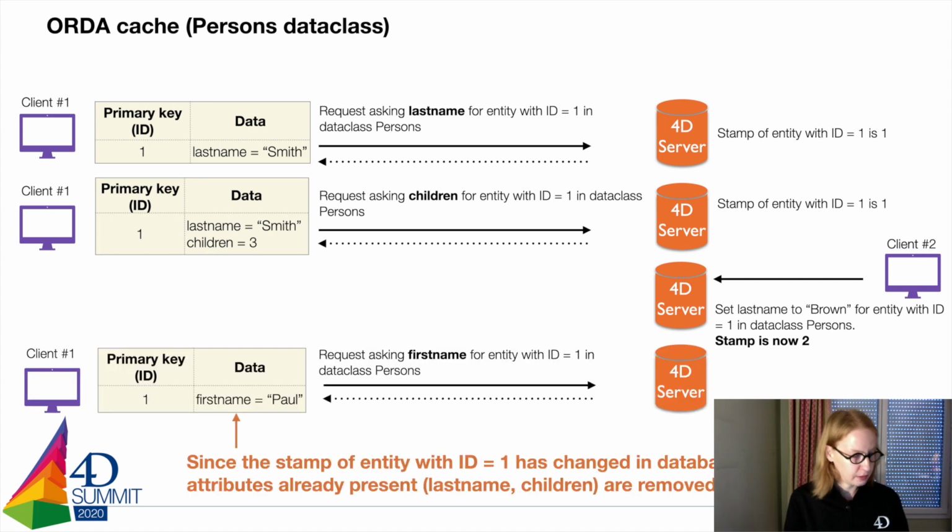And client number 1 now requests first name. Because the stamp of the entity has changed, the attributes already present in the cache, last name and children, are removed from the cache. And this is the conclusion for this slide: attributes in the ORDA cache remain consistent with the stamp at a given time. For an entity in the cache, you will never have attributes corresponding to distinct stamps.